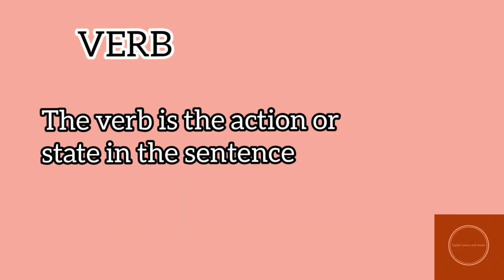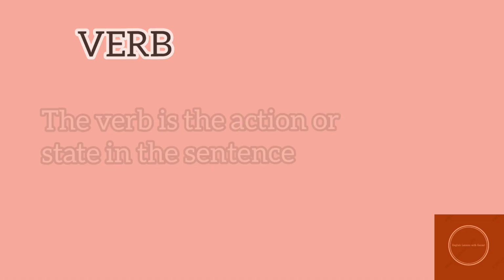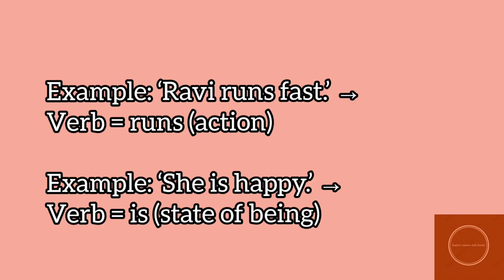Now, let's understand what is a verb. Verb is the action or state in the sentence. So it basically tells what the subject is doing. For example, Ravi runs fast. Here, Ravi is doing the action of running, that is why runs here is the verb. Then, she is happy. So here, is is the verb. Is the state of being of she.